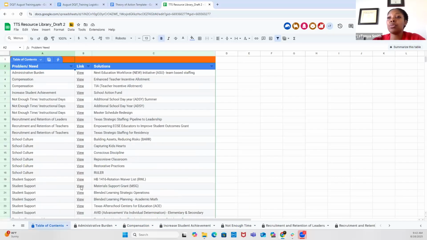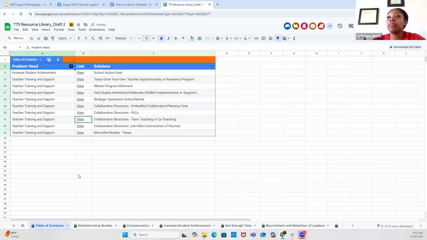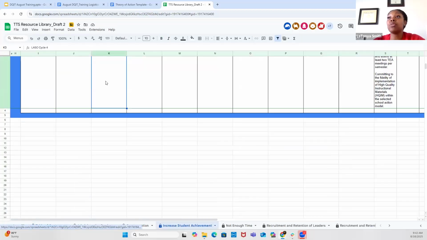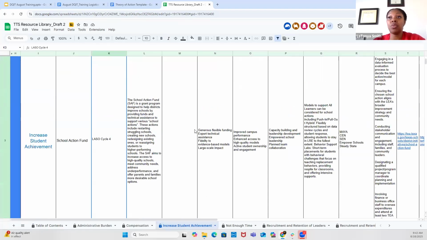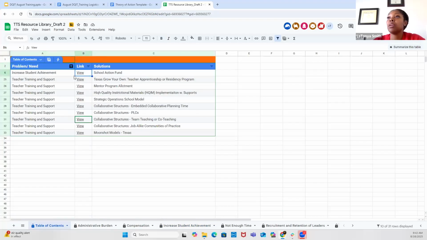Or you can go to the table of contents. You can filter it by the task that you want to see. So if we just want to do not enough time, well, increase student achievement, let's take these all off and then do okay. You can filter it that way. And then you can see it. You can click on the link to go straight to that actual tab if you just didn't want to click on the tab. So there are a number of ways to get to the problem that you want to see.